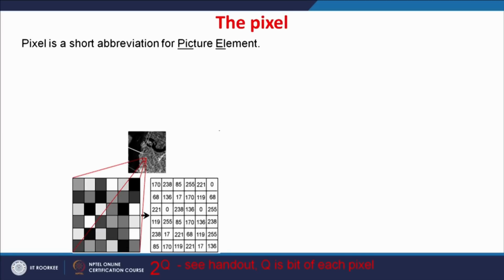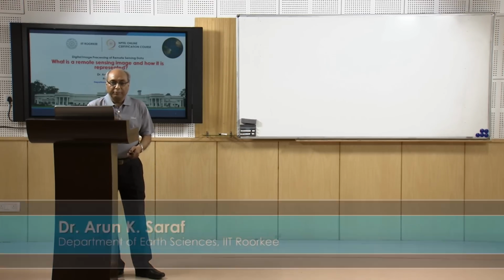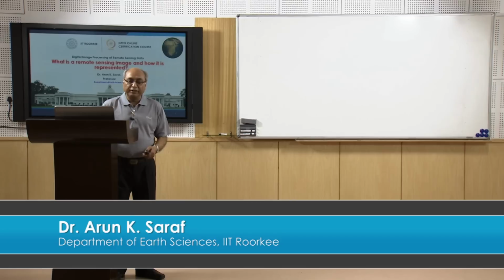Now pixel is a short abbreviation for picture element, and this we have already said. I have also said that pixel is a unit of a digital image, and cells are sensed one after another along the line. So when these sensors on satellites move, they capture the data line by line, pixel by pixel, and record the brightness values in daytime or in night time if they have thermal sensors.